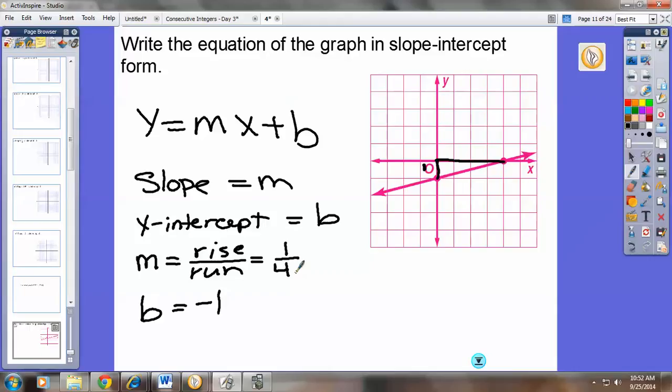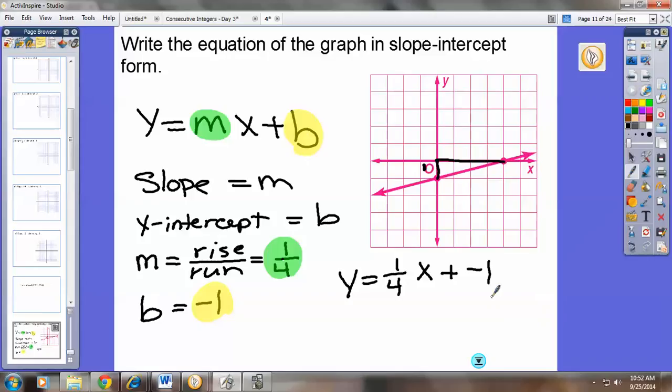Can you write an equation? Yes. Yeah, we did this yesterday, didn't we? We have an m and we have a b. Let's write our equation. Let's go ahead and substitute in. Y equals, remember to substitute in, we're putting 1/4 in for m, and we're putting negative 1 in for b. Let's do our substitution. Y equals 1/4 x plus a negative 1.